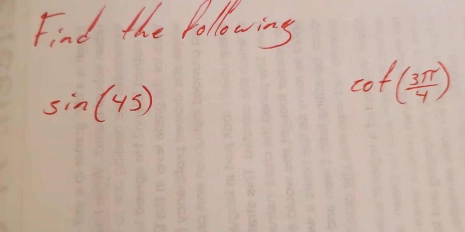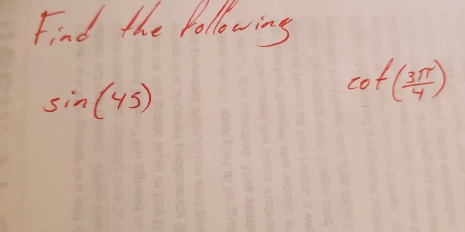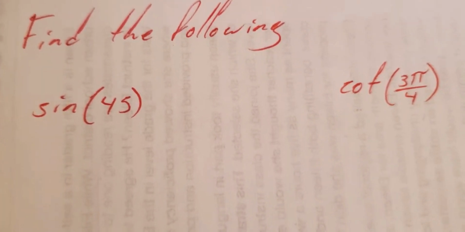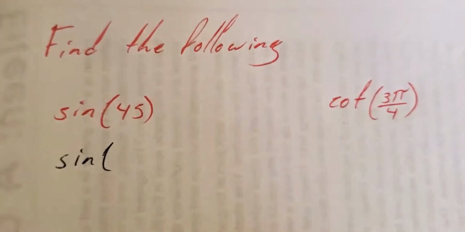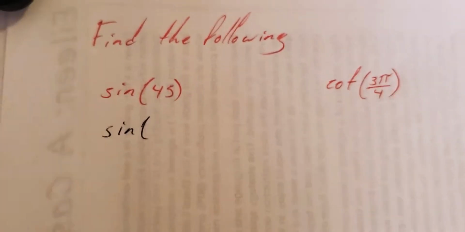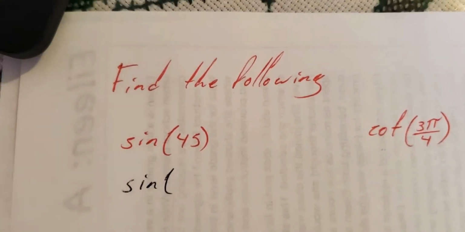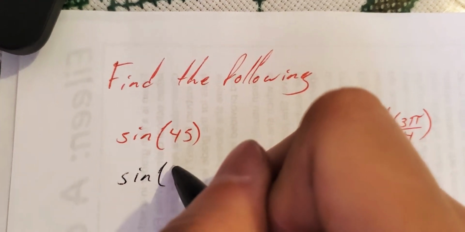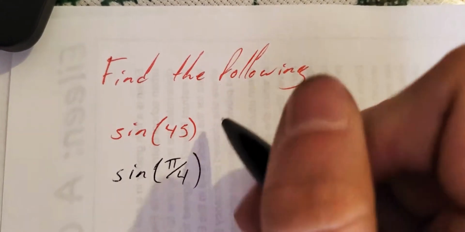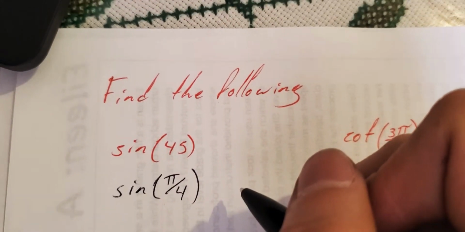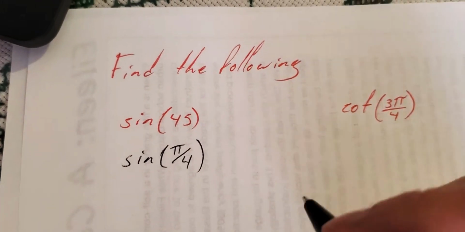So 45 degrees. Again, if you don't like degrees, you can go to radians. I prefer radians over degrees. And for this, if I were to rewrite it in terms of radians, I would write sine of 45 degrees in radians. That is going to be pi over 4. Alright, pi over 4. So that is that. Sine at pi over 4.